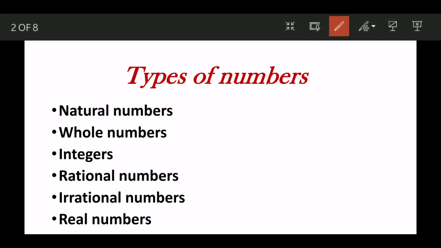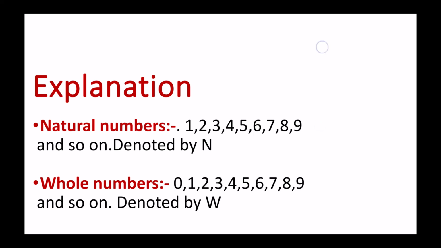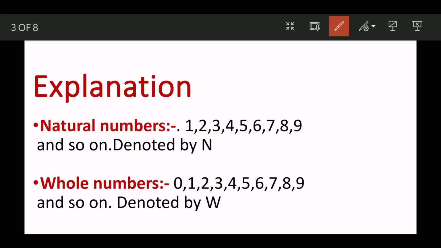Types of numbers. There are natural numbers, whole numbers, integers, rational numbers, irrational numbers and real numbers. So I am going to tell you one by one all kinds of numbers. Natural numbers. When we talk about numbers, what comes naturally in our mind? 1, 2, 3, 4, 5 and so on. So, we can relate natural numbers with what naturally comes in our mind and it is denoted by capital N.